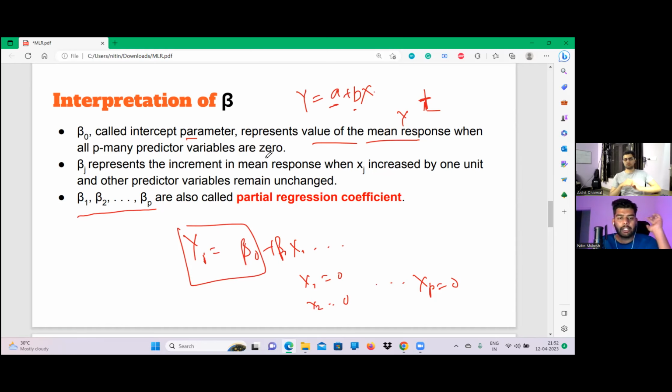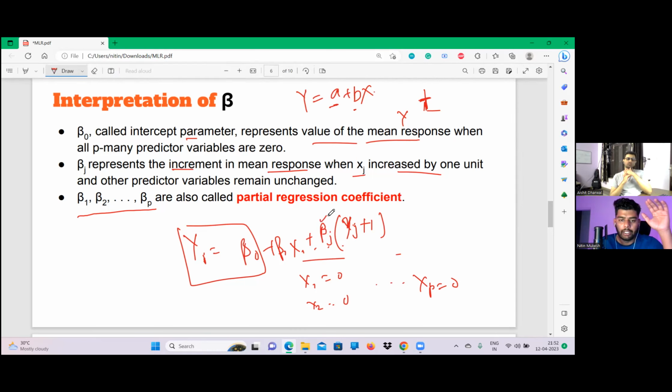In general, beta j represents the increment in the mean response when xj is increased by 1 unit. Let's say we keep all the other variables constant and just increase xj by 1. Its coefficient will be multiplied, so the value of y will increase by beta j. This is what we also saw in simple linear regression. That is why these are called partial regression coefficients.